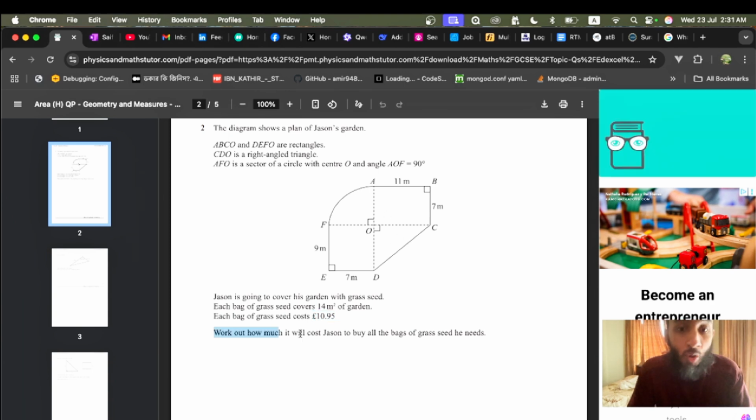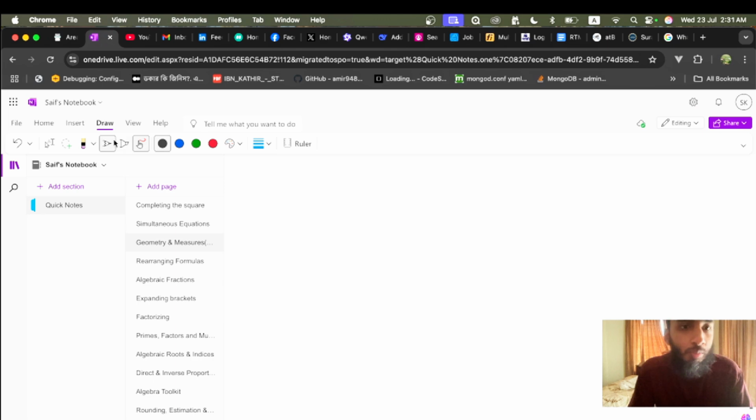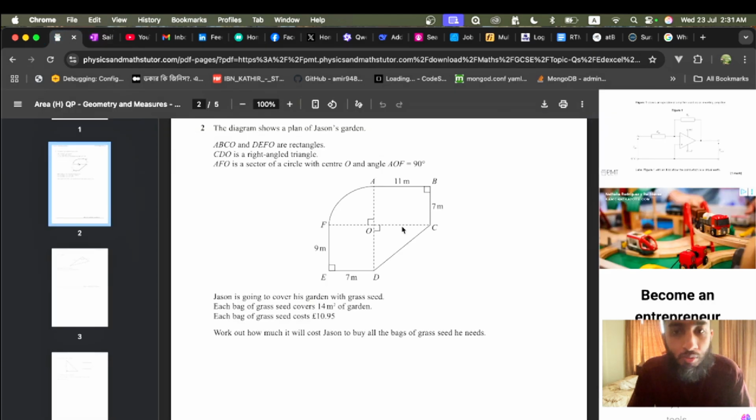So work out how much it will cost Jason to buy all the bags of grass seed he needs. If he has to cover all the area, how much will it cost? If I use my pen tool, we have to find the area of each of these four parts individually. So let's start with the two rectangles.